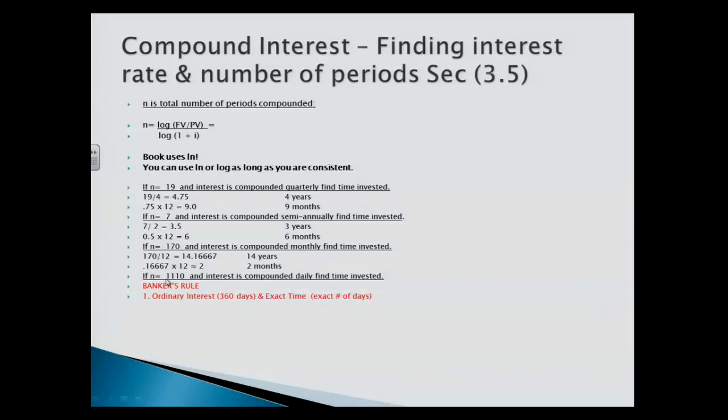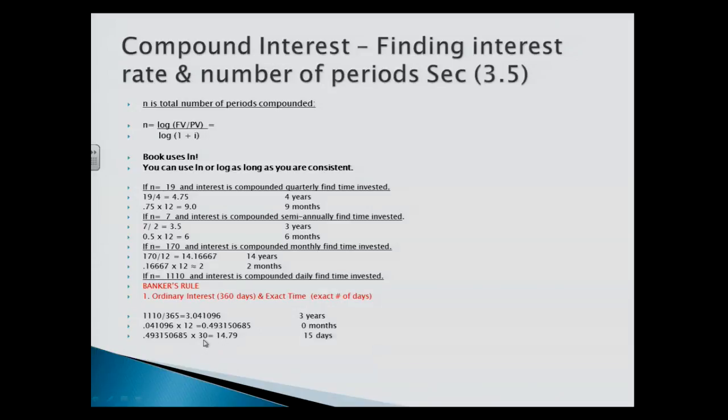The last one, N equals 1,110, and it's compounded daily, and we're going to use Banker's rule. To be consistent, I divide it by 365 days because it's daily. I receive 3 full years. I pull out 3 full years. Then I take this decimal portion, multiply it by 12, and you'll notice it's 0 here. So that's 0 months. Now I take this decimal portion, and we always multiply by 30.